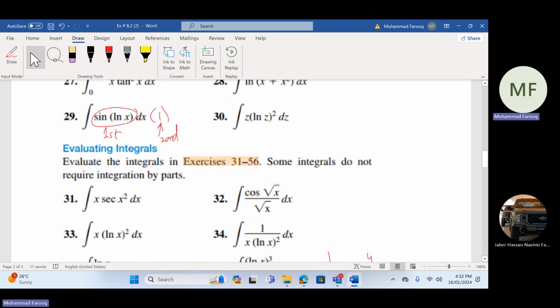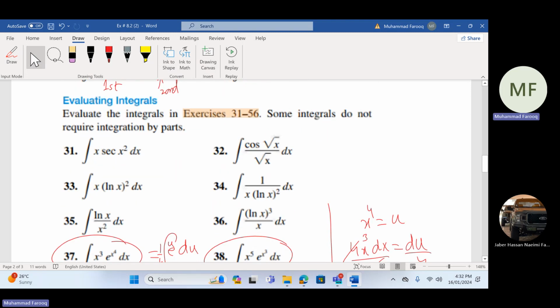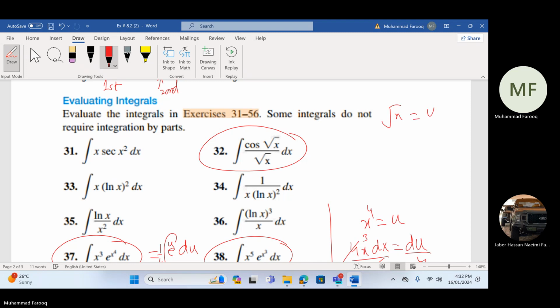Yes, please. If they are like that, it's much easier. Look at it. Get this one. Look at it. What do I take as u? So 1/2 root x dx is equal to how much?